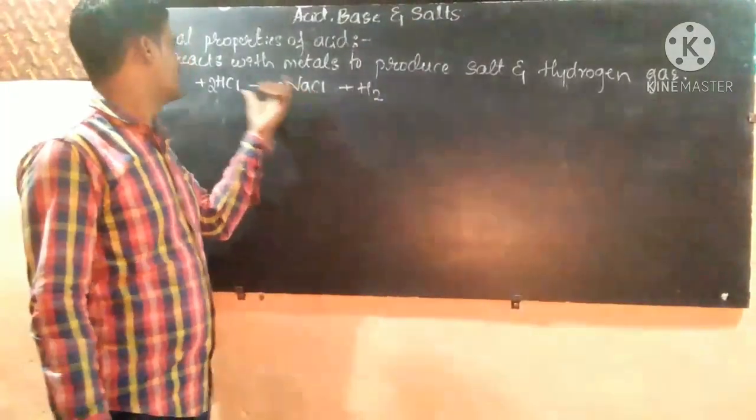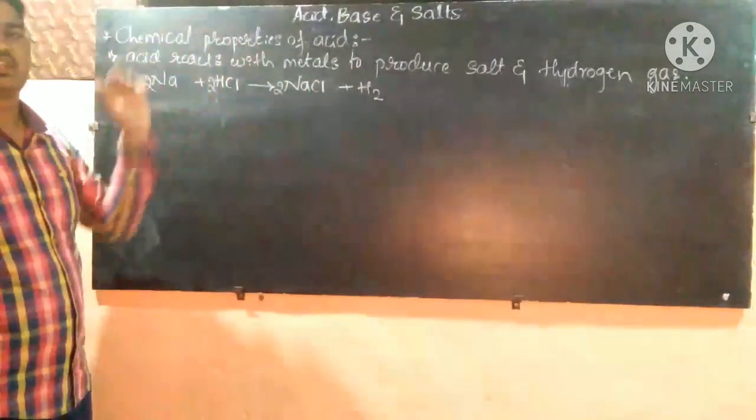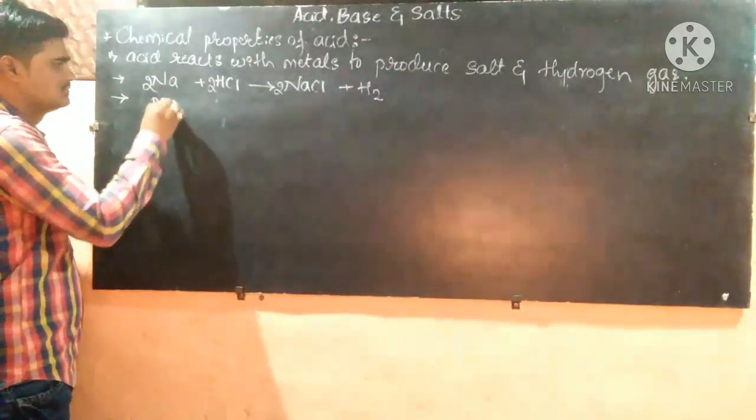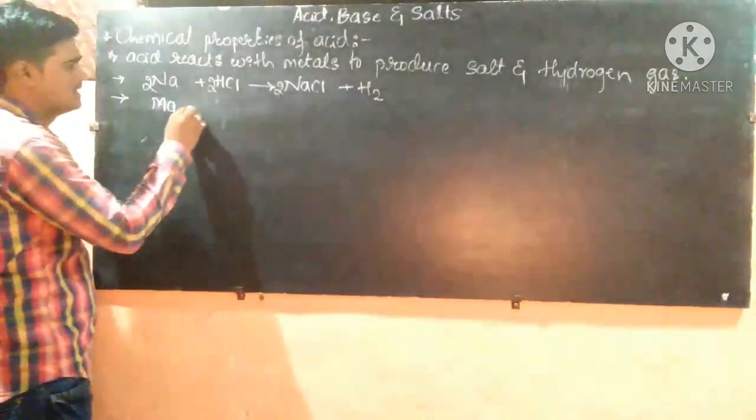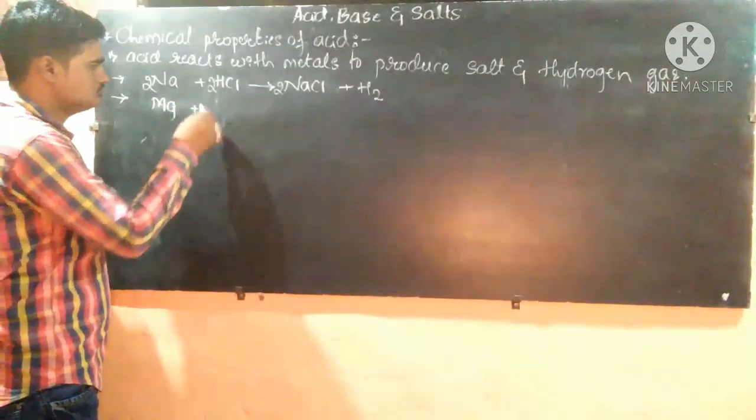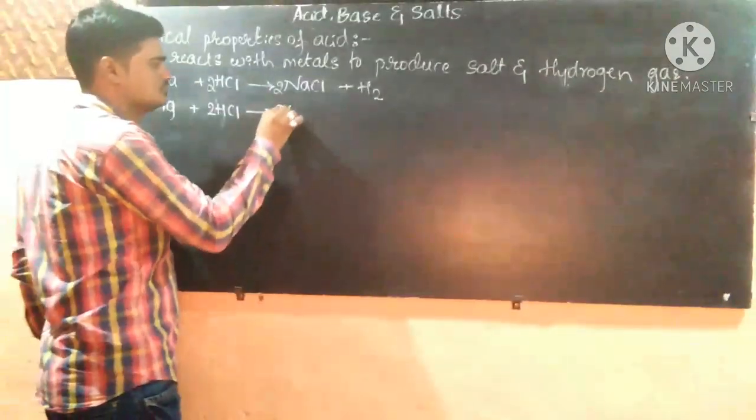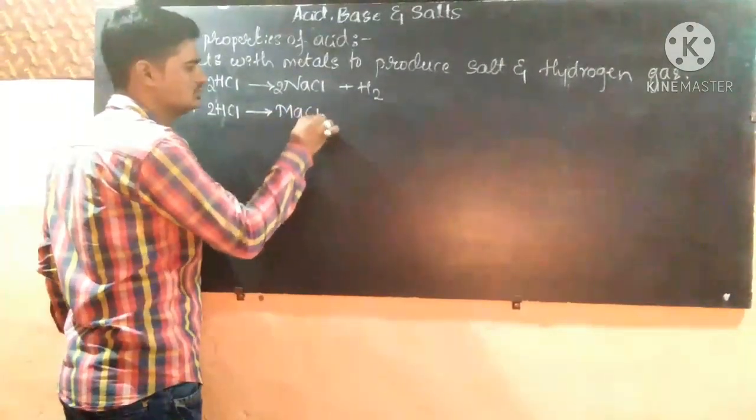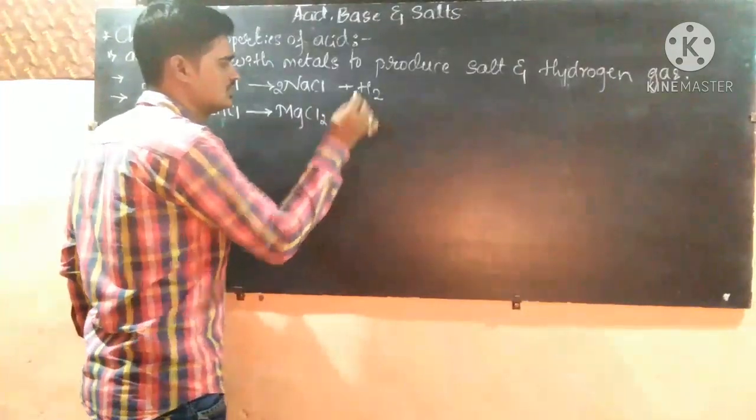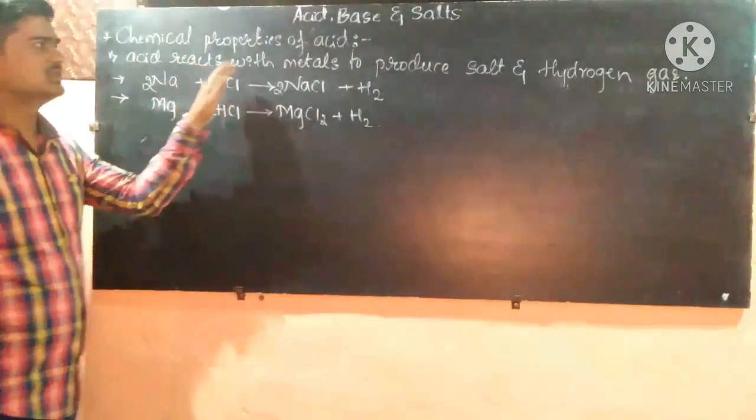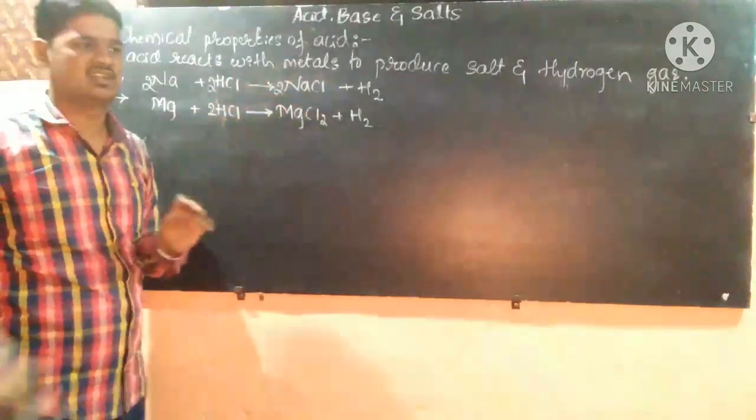And one more reaction we can take for acid reacts with metal is, take the example of magnesium. Magnesium we can take plus 2HCl gives MgCl2 plus H2. So these are the examples for acid reacts with metal to produce salt and hydrogen gas.